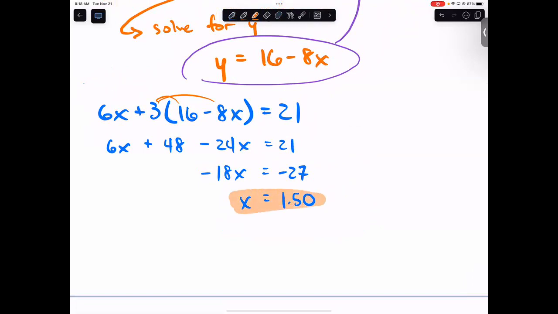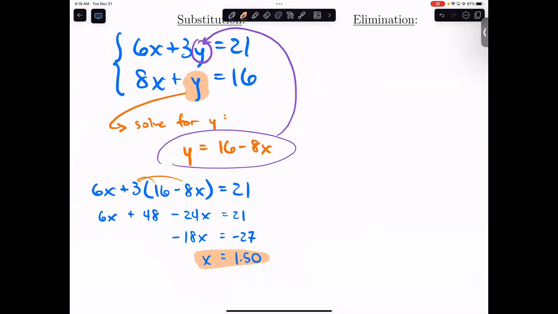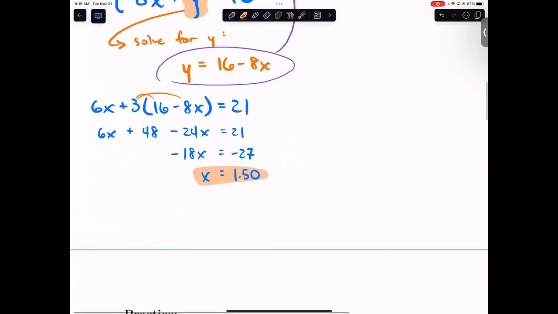Yep, plug that back in. We have one of the things, we need to find the other thing that goes with it, so plug it back in. You can plug it back in wherever you want. It doesn't really matter. Where would be a good place? Okay, here or here, since we already did the work, right? It saves you a step, but plug it back in somewhere. I'm going to plug it into where we already solved for y. So y is 16 minus 8 times 150, which is 4.